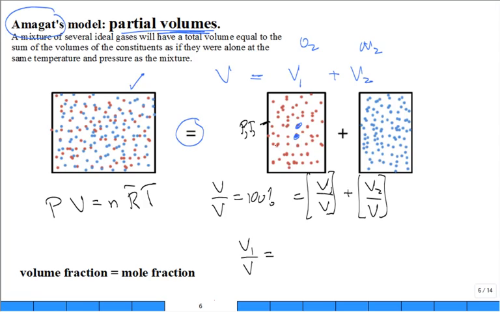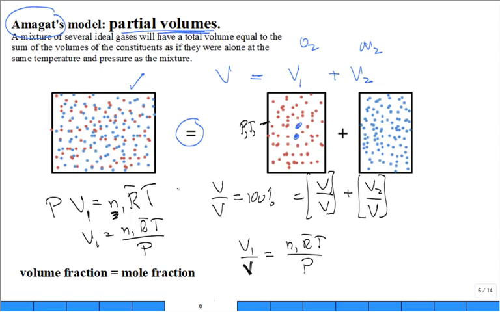All you're doing is pushing every one of the N1 into V1. That makes sense? So what you could do is replace V1, where V1 is equal to N1 R bar T over P. You can replace that right here. So N1 R bar T over P.